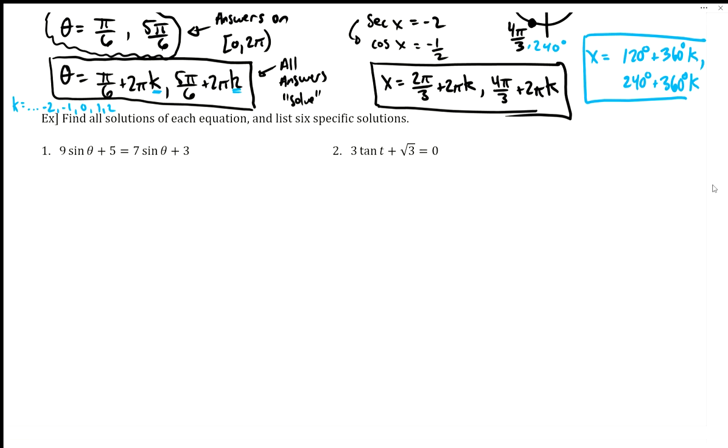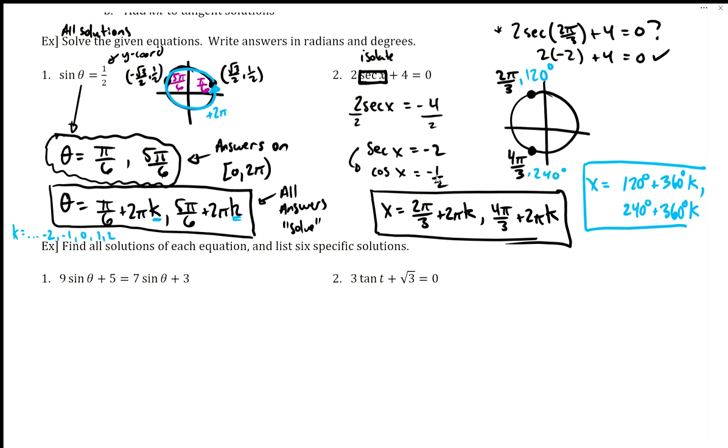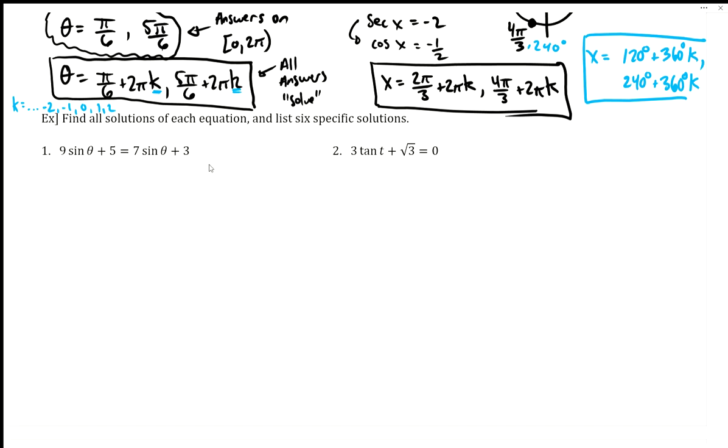Hello everyone, and welcome to our video on finding all solutions of each equation, and we'll also list 6 specific solutions. So we have the work from a previous video right up above. The main idea in those problems is the same as these problems. What we want to do is isolate our trig functions.